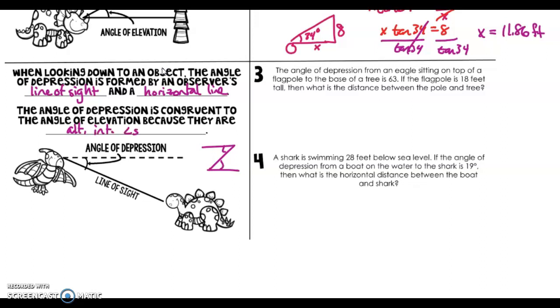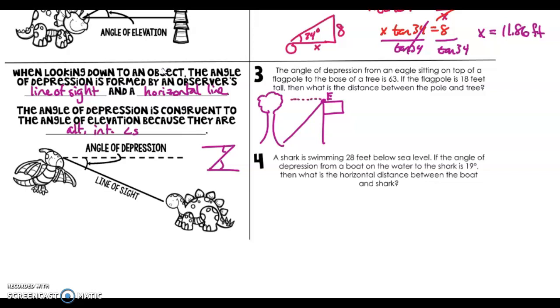Okay, let's see if we can draw this one out. The angle of depression from an eagle sitting on top of a flagpole. Okay, so like we have a flagpole. So the eagle's sitting on top of it, and so they're looking down. So the eagle's like right up here. I'm going to call this E for eagle. So sitting on top of a flagpole to the base of a tree. So over here they're looking down at the base of a tree. Here's the base of the tree. All right, is 63 degrees. So that's the angle of depression.